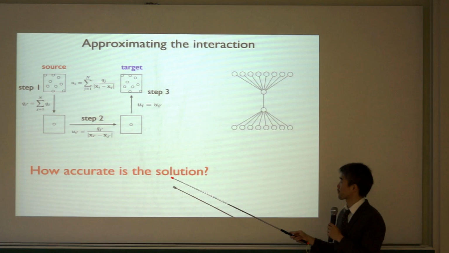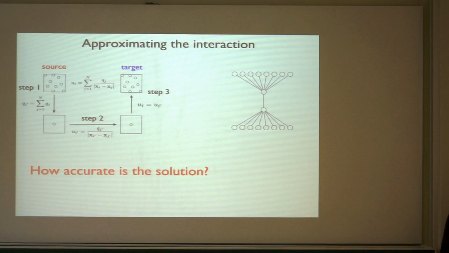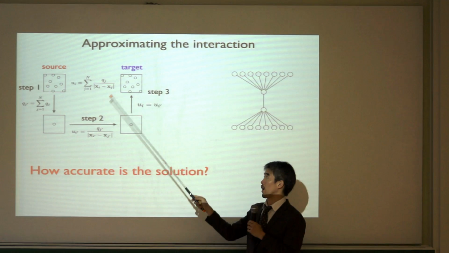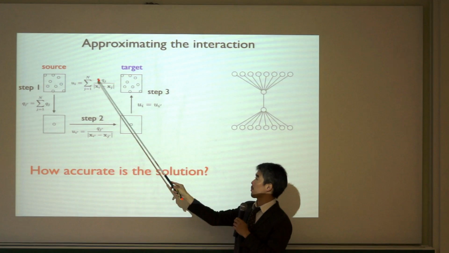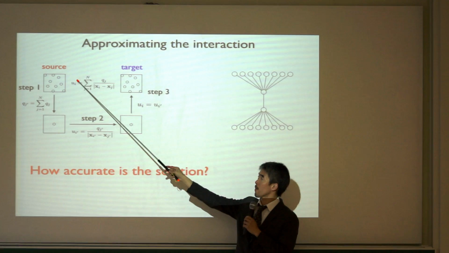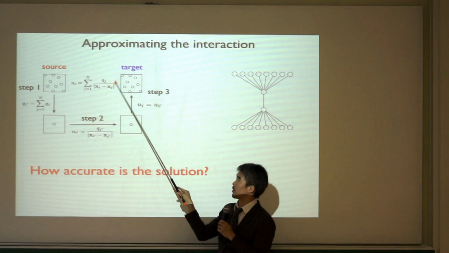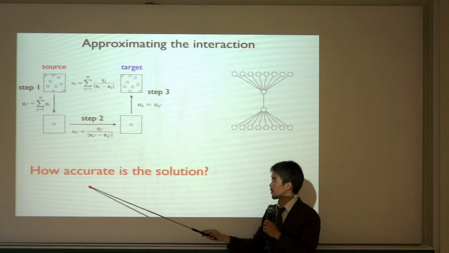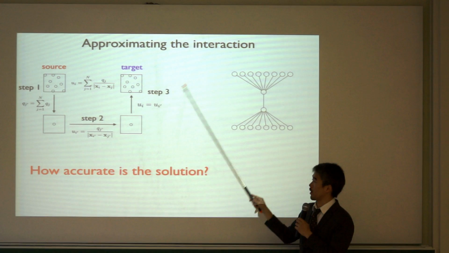Or how can we measure it? In the hands-on session, it's nice to change the distance between these two boxes. It's easy to add one and make this farther away and see what happens to the answer, because you will be comparing the direct answer that you obtained by summing everything against everything with this equation, going through step one, step two, and step three. Those two numbers will be different, but as you make them further and further away, they'll start becoming the same.